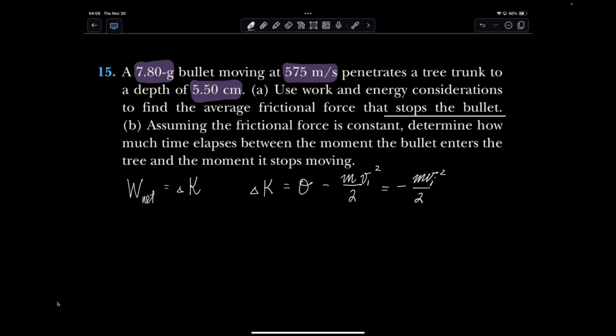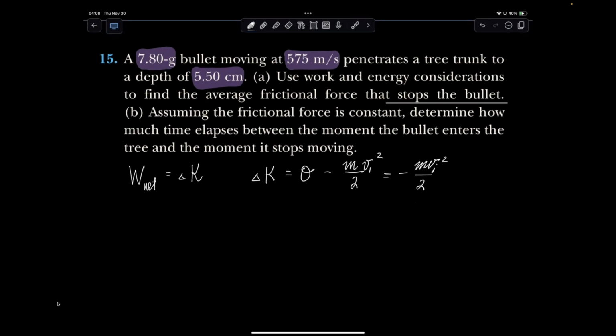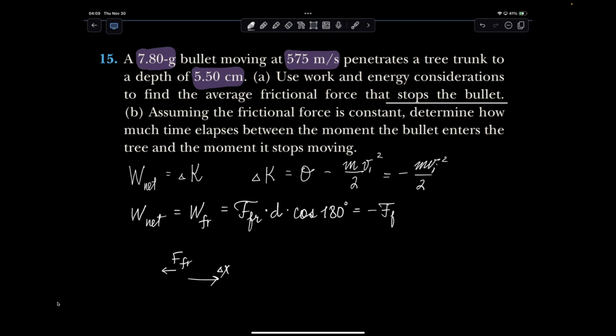Assuming the frictional force is constant, determine how much time elapses between the moment. So first, I need to figure out the average frictional force, the force itself. So net work is the work of friction, and it will be force of friction times this distance of 5.5 centimeters. Remember, it needs to be meters. And then cosine of 180 degrees. Why 180? Because if the bullet is going to the right, friction is to the left. So the angle between them is 180 degrees, and cosine of 180 is just minus 1. So I can say negative force of friction times d.